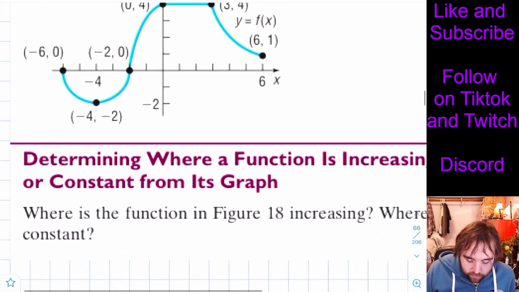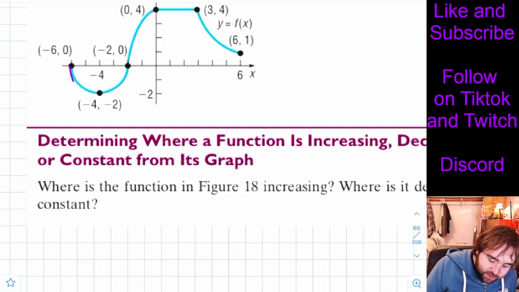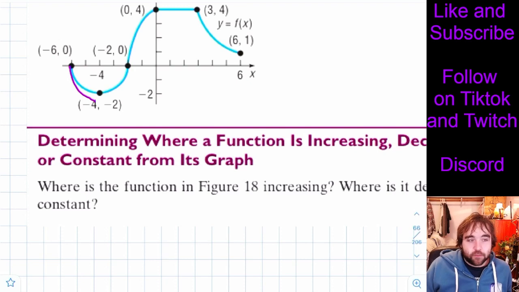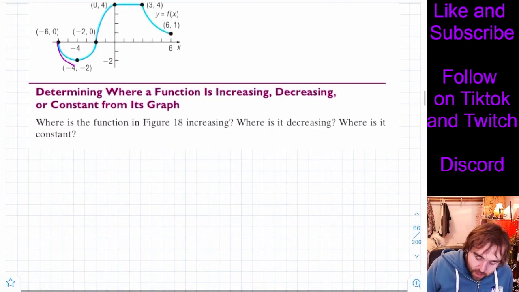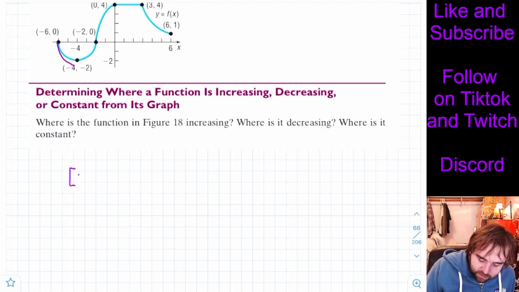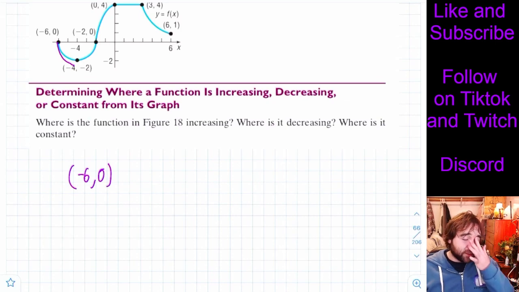So as we start from the far left and we go forward to the right, you see how the graph is going down. So that's just English. That's decreasing. So we'll do our answers in interval notation. Pretty sure we talked about that from before. From negative 6 to 0, we will say that at negative 6 and at 0, it's not really decreasing. It's really kind of staying constant there.